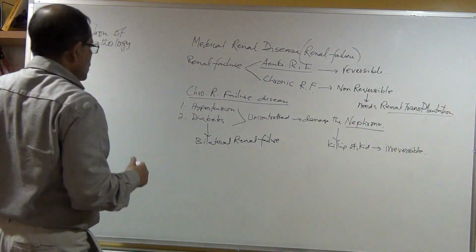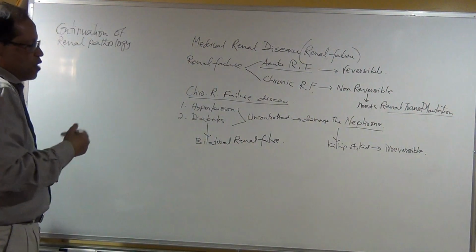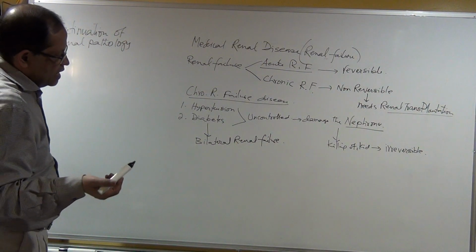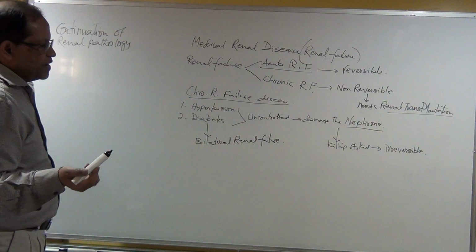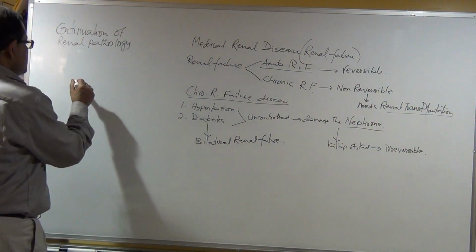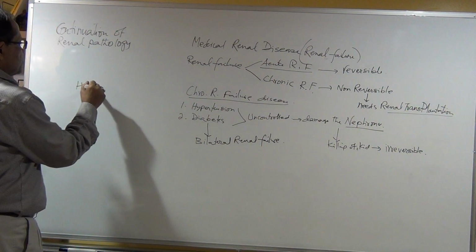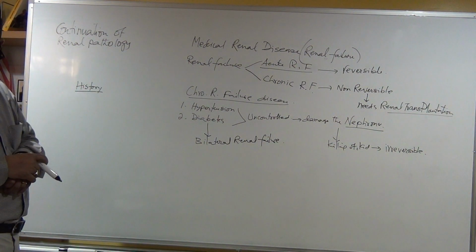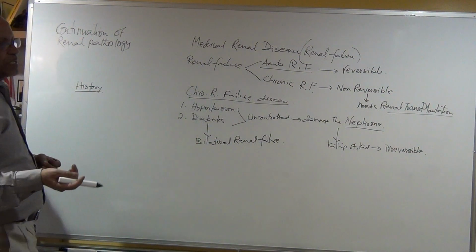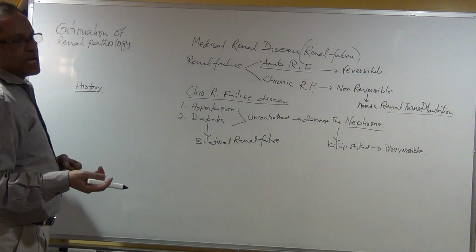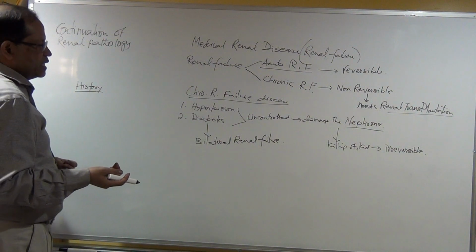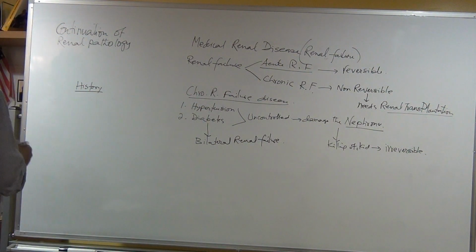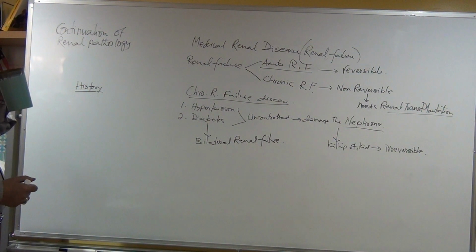So now, what would be the sono appearance? How am I going to know this patient has chronic renal failure disease? Because you have to take the history. The history will tell you that the patient has long-time uncontrolled high blood pressure and diabetes. And you know high blood pressure and diabetes are present all over the world.